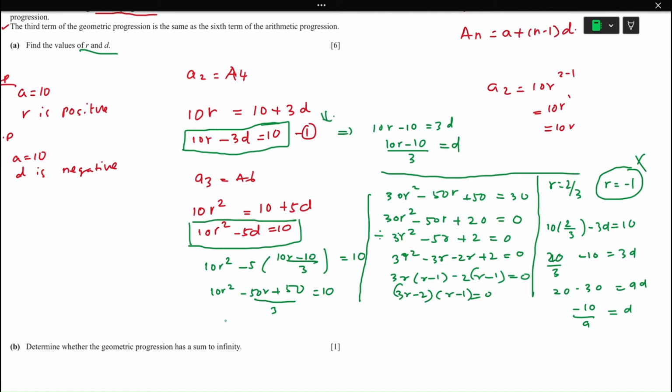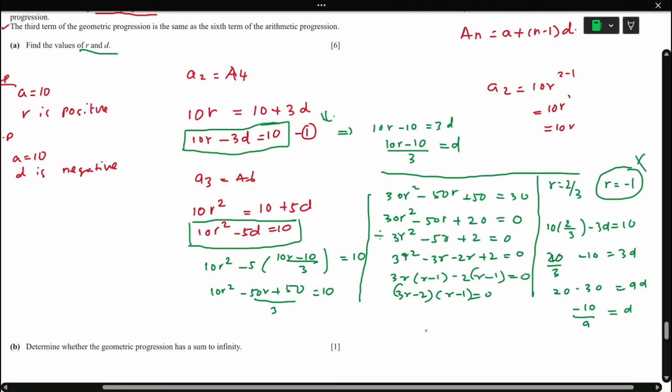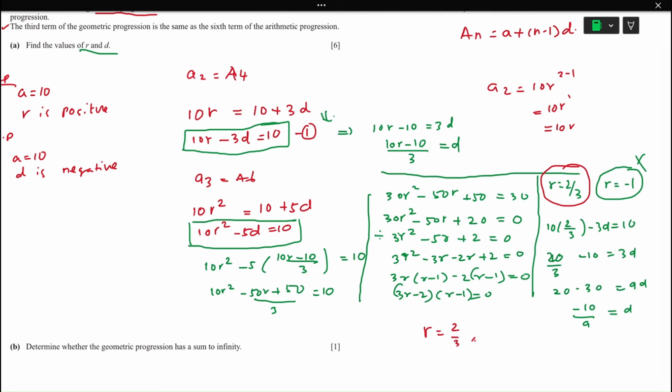So I got the value r equal to, so this is our r value, r equal to 2 by 3 and d equal to minus 10 over 9. So that's the final answer for us.